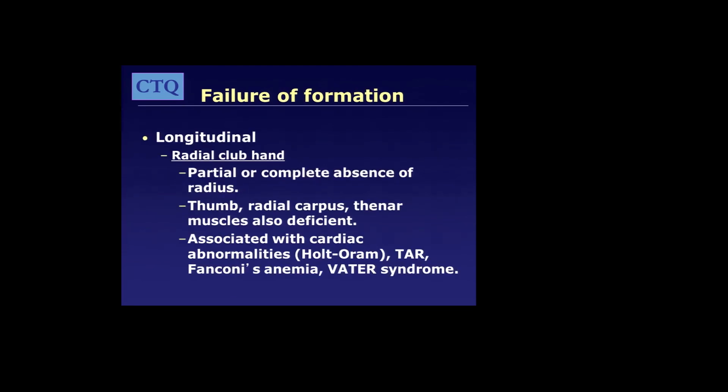Looking at congenital hand differences, the one that tends to be popular is the radial club hand, which means that there's a partial or complete absence of the radius. You also have deficient thumb, radial carpus, and thenar muscles. Radial club hand is associated with visceral anomalies such as cardiac abnormalities, what is termed Holt-Oram syndrome, thrombocytopenia and absent radius, Fanconi's anemia, and VATER syndrome.